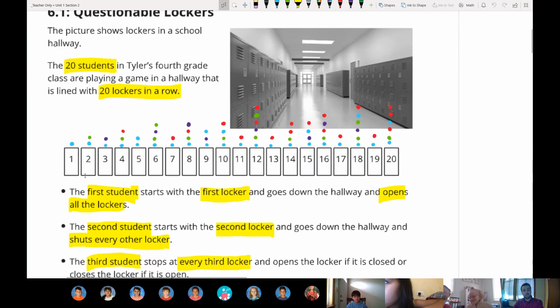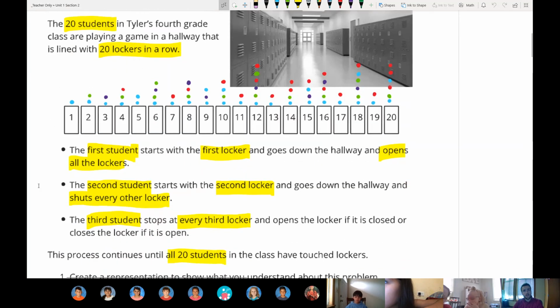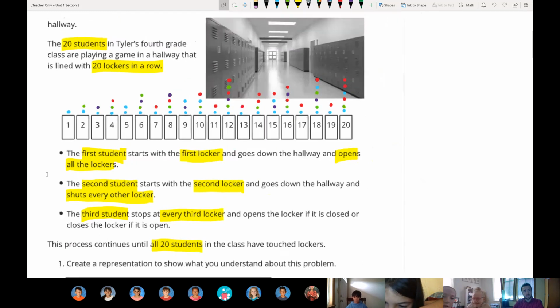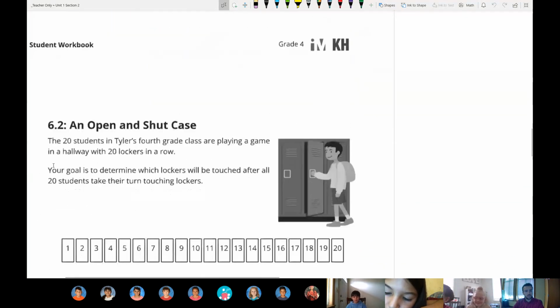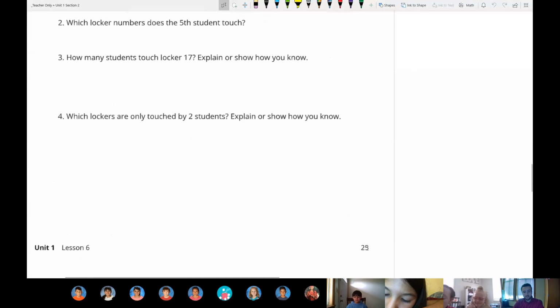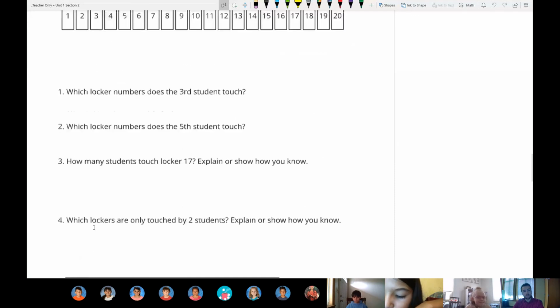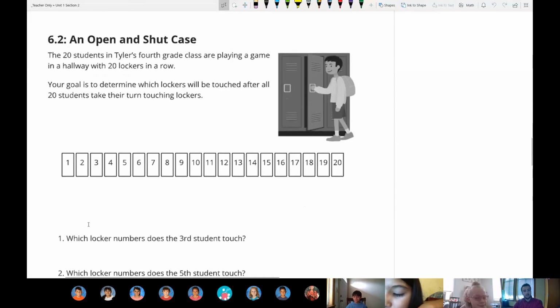Okay, I'm gonna scroll down now and get us a good look at the homework before I let you guys go. So I'm scrolling down. It'll be 2 pages over. So page 25 in the packet or page 27 in the book. The title first and foremost, 6.2, an open and shut case. The instructions are the exact same as the activity that we just did.